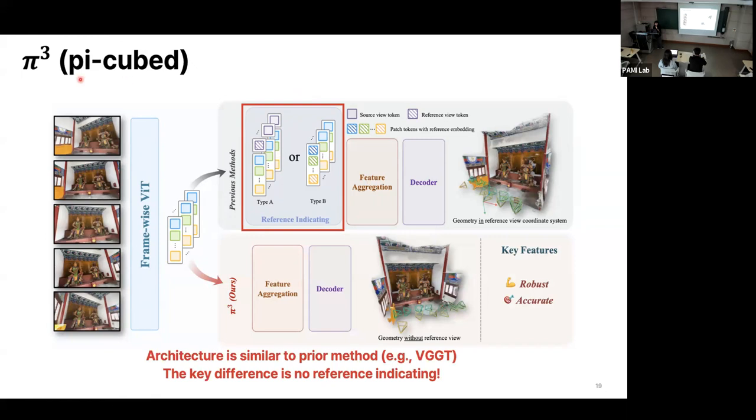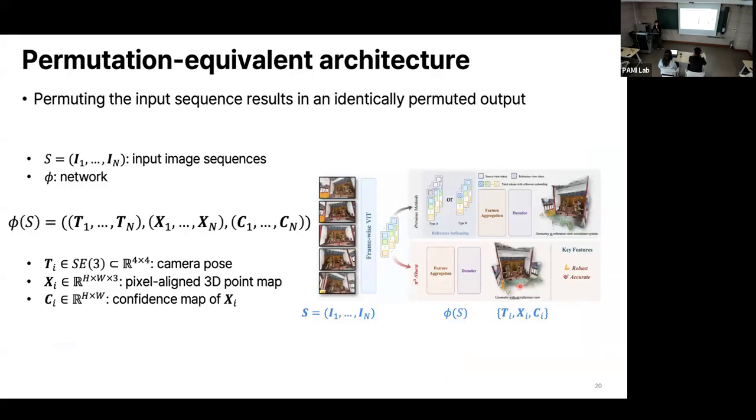But the difference from this previous work is that they remove this reference indicating module. The overall architecture is similar to the prior method, but the only and key difference is that they don't have any reference indicating module. So by eliminating this dependency, PyQ achieved robust and improved accuracy. I think the idea is very simple, but the result is really nice.